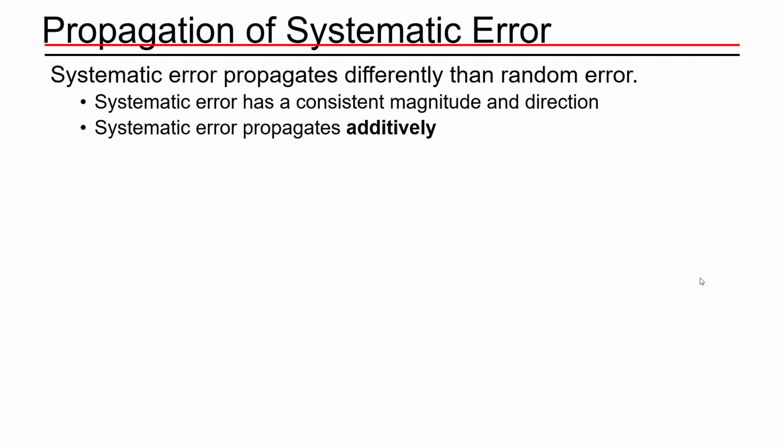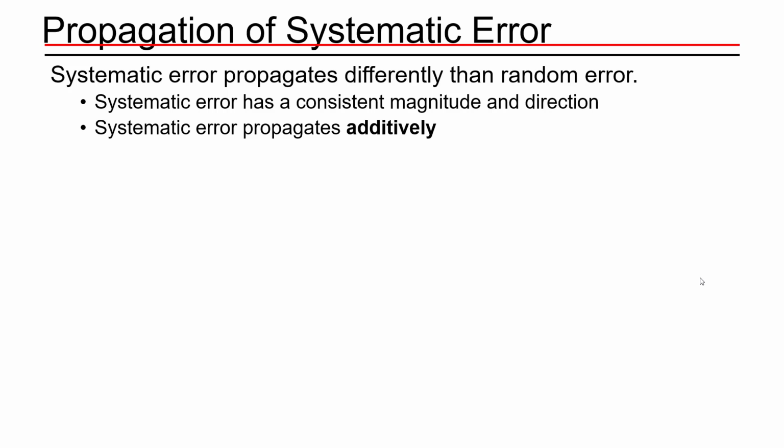Before we get to our more involved example of the propagation of random error, let's talk about the propagation of systematic error. And from an error treatment standpoint, the good news is that systematic error propagates differently and in a much more straightforward way than random error does. This is because systematic error has a consistent and known magnitude and direction.